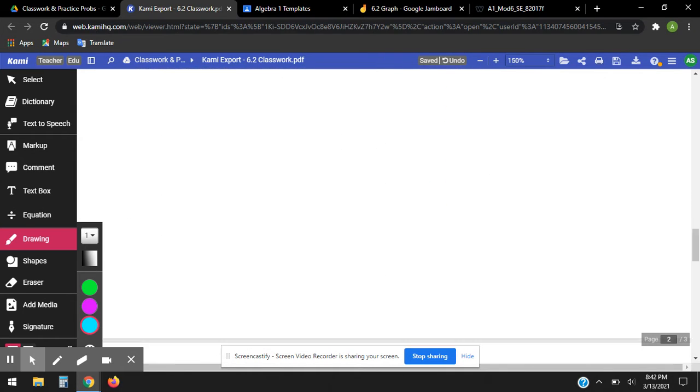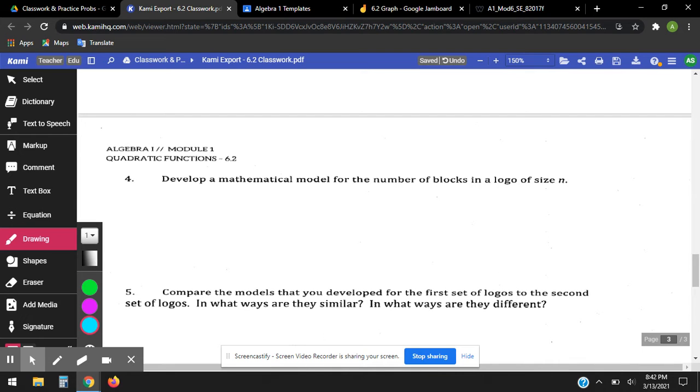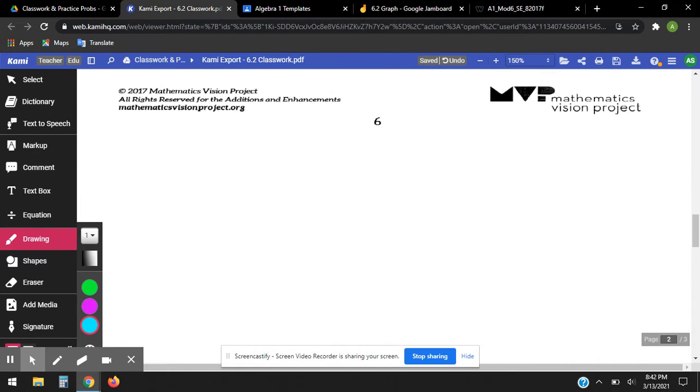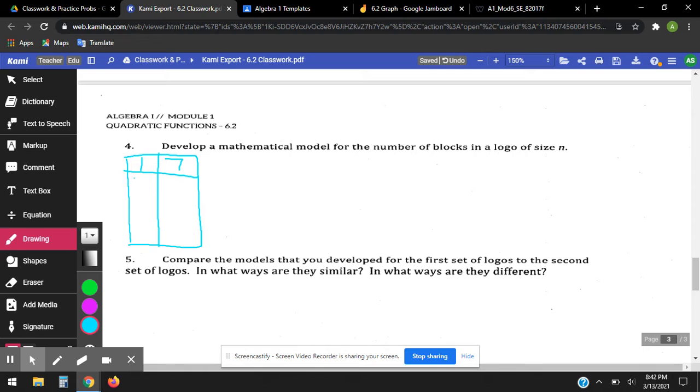So what's it asking for next? Develop a mathematical model for the number of blocks in the logo of this size. Okay. Well, I'm going to go ahead and do my table here and see if I notice anything. So 1 was 7, 2 was 28, 3 was 63, and 4 was 112.